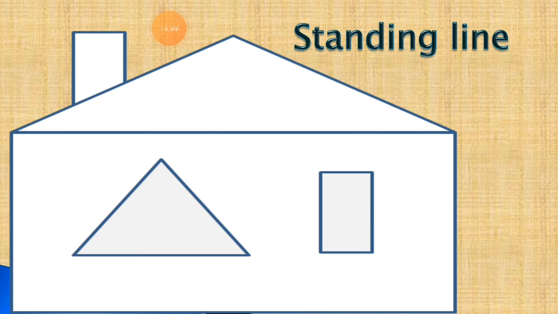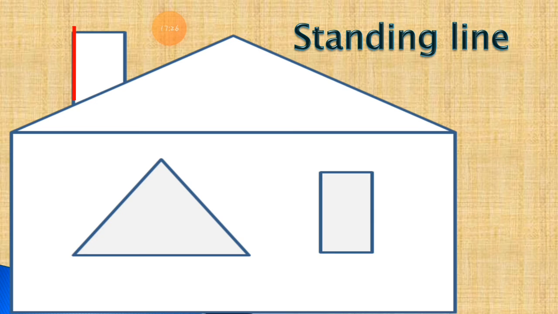Now let's start counting the lines here. First of all, I will overwrite the standing lines with red color, all the standing lines, so you can easily find out how many standing lines are there.